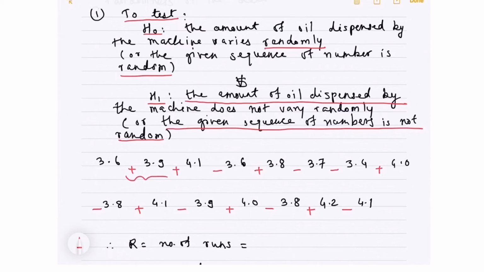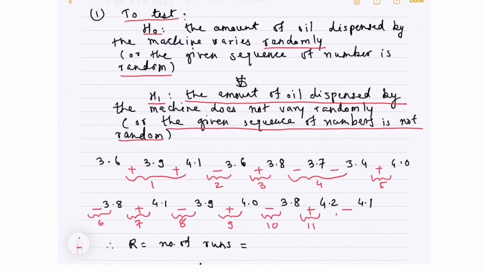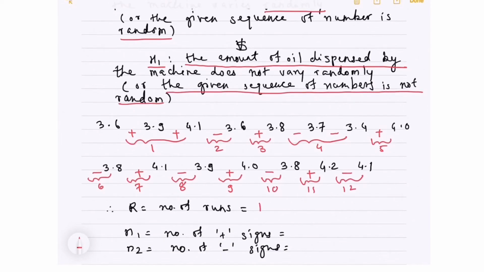Here is the first run of positives. So first run. This is the second run. Sign changing, third run. Here it is the fourth run. Now here the fifth run. Sign changing, sixth run. Seventh, eighth, 9, 10, 11 and 12. So in all we have 12 runs, which we will denote by capital R.